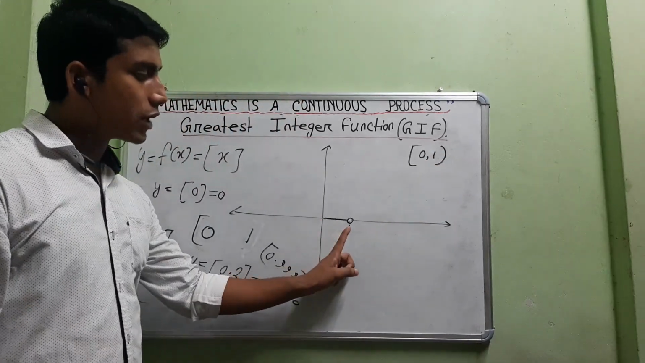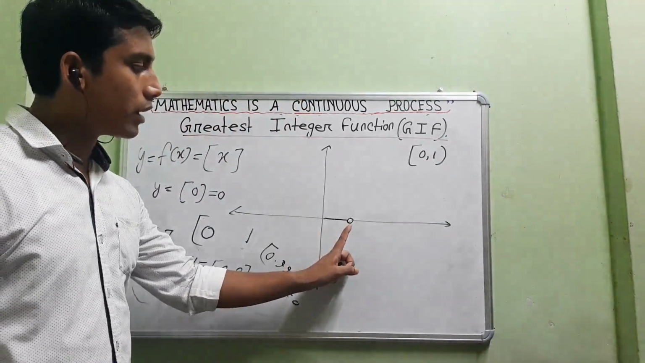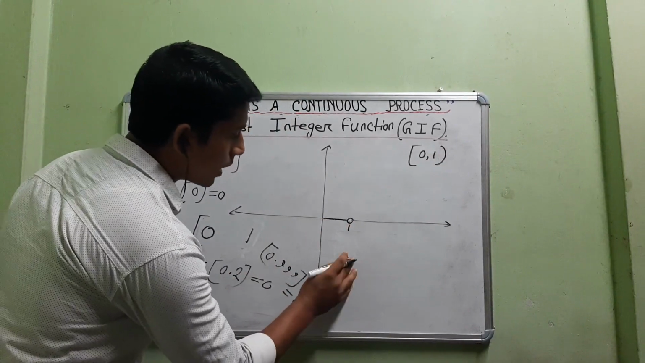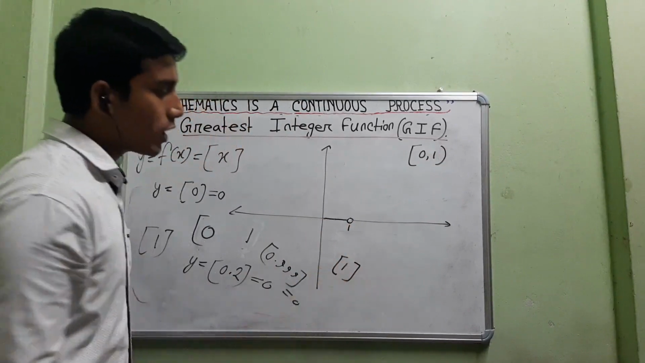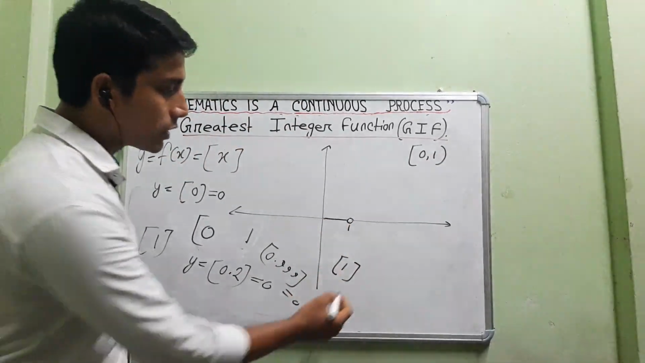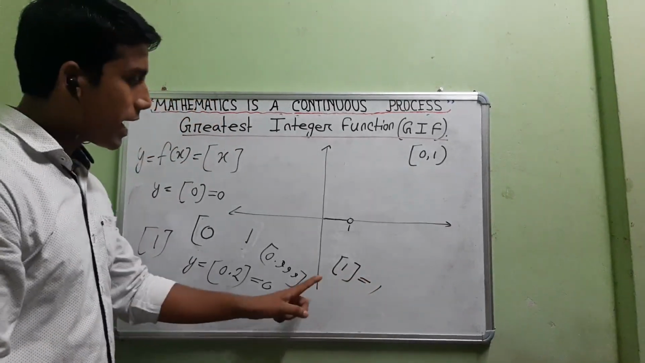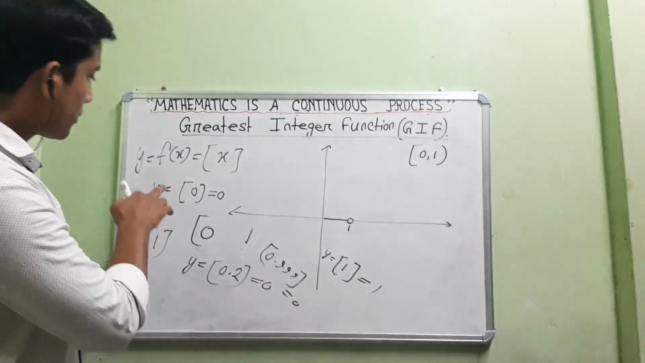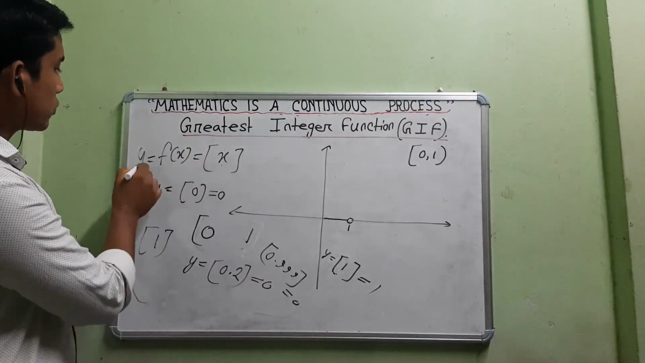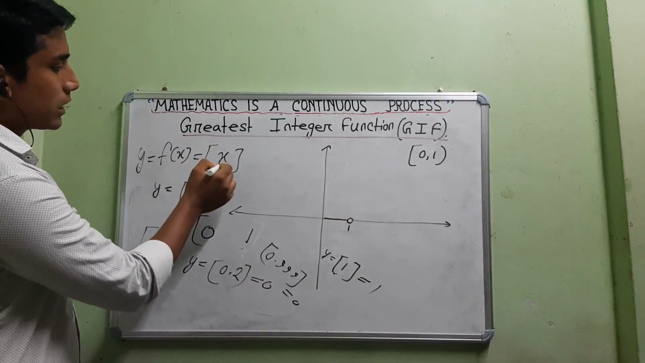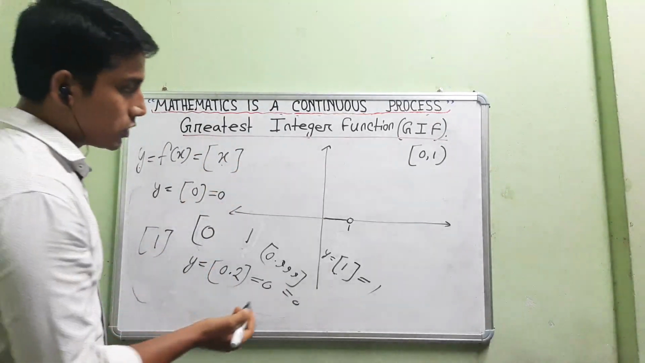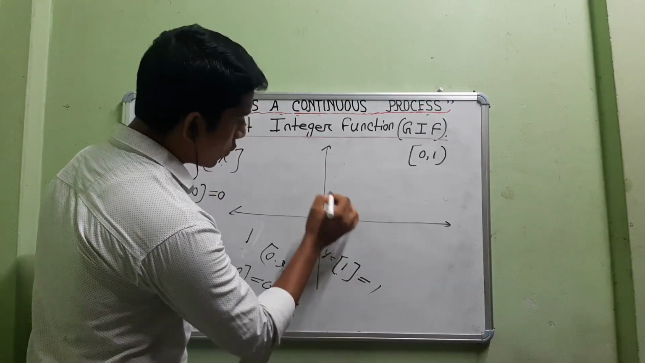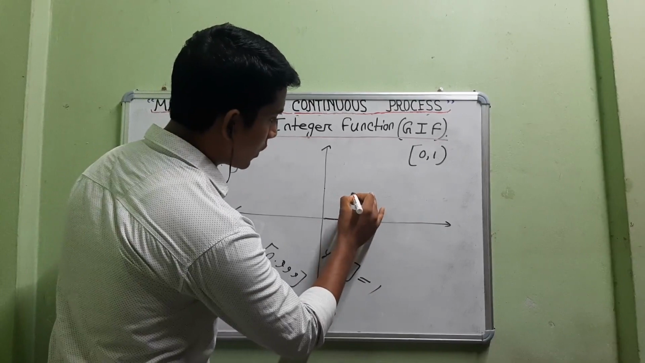Now I will start from 1. Now at the point x equal to 1, box of 1 equal to what? Again 1. That means at the point x equal to 1, y would also be equal to 1. So at the point x equal to 1, y will be 1. That means we will get our point here.